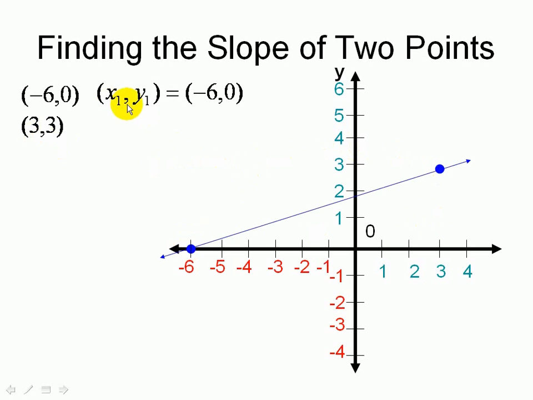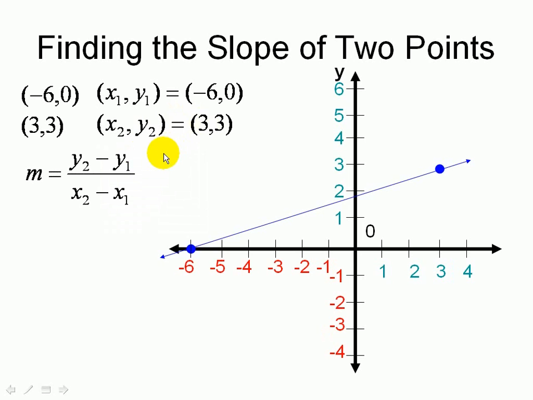So we note that (x1, y1) corresponds to (-6, 0). Likewise, (x2, y2) corresponds to (3, 3). Using the equation of a slope, the change in y, which is the rise, over the change in x, which is the run, we have the following.